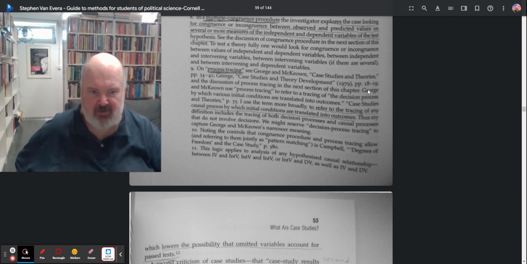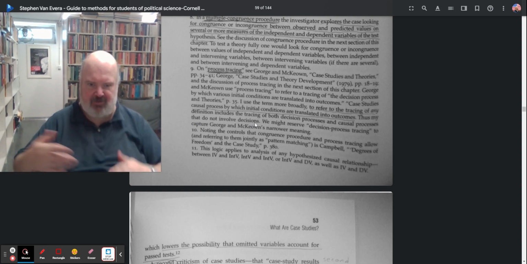George, case studies and development, and the discussion of process tracing in that section. George and McCoy use process tracing to refer to tracing of the decision process by which various initial conditions are translated into outcomes. I use the term more broadly to refer to the tracing of any causal process by which initial conditions are translated into outcomes. Thus, my definition includes tracing both of decision processes and causal processes that do not involve decisions.